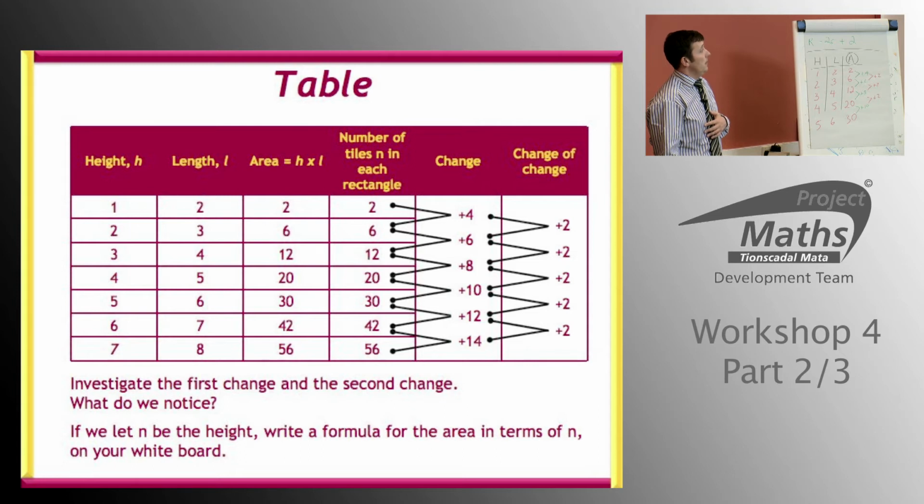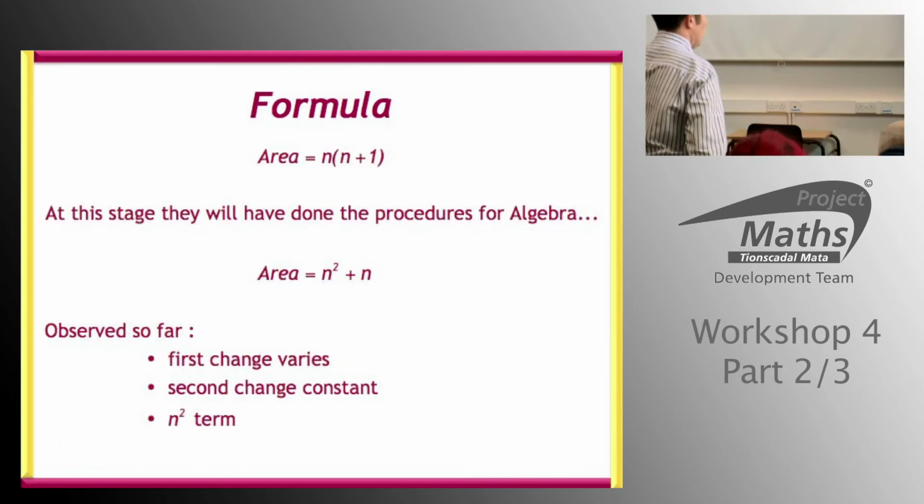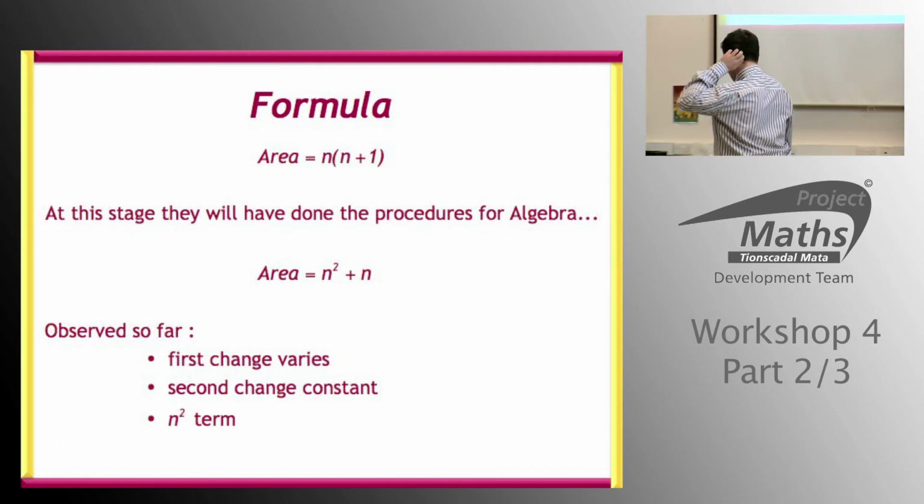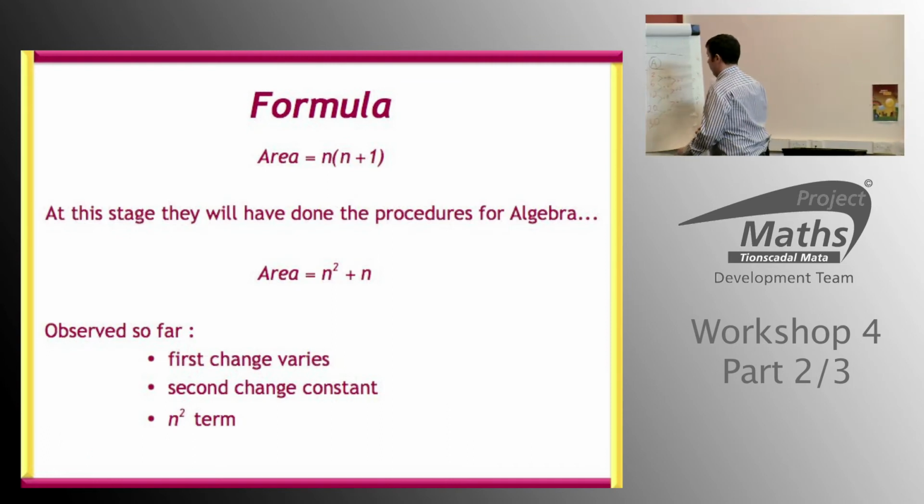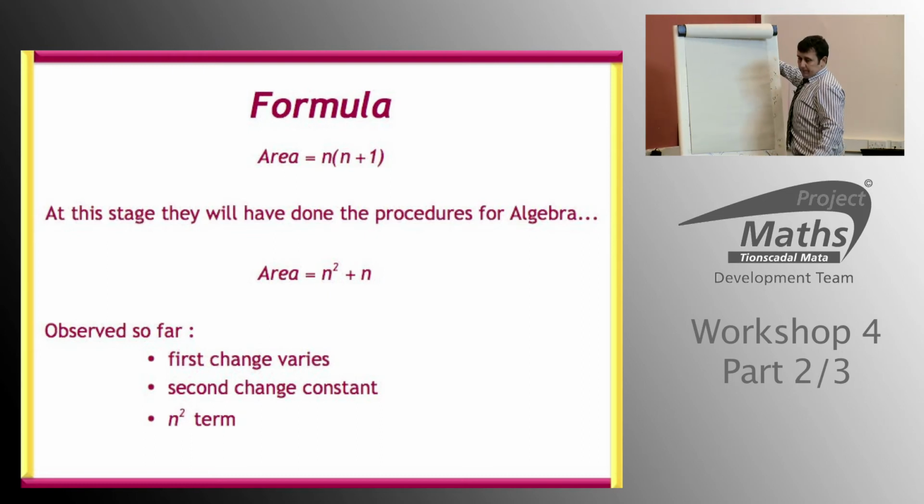Now, can we write a formula for it, folks? Remember, we're going to have our area. If I call this n for the height, what will I call this one? n plus 1. And then obviously what will I call the area? n times n plus 1. Is everybody happy with that?